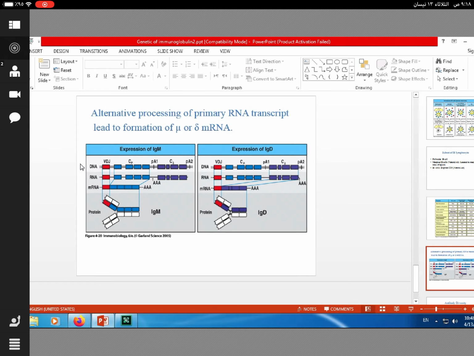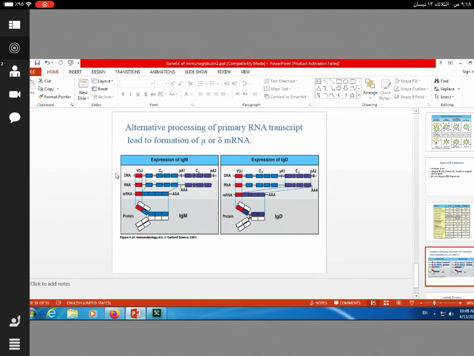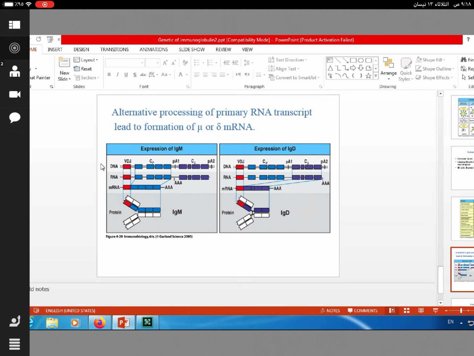The two immunoglobulins IgM and IgD are produced using alternative RNA splicing. Expression of IgM and IgD is mediated by alternative RNA splicing, depending on poly A positions.